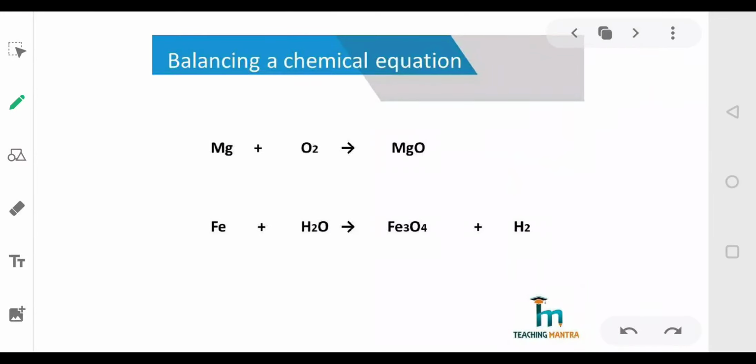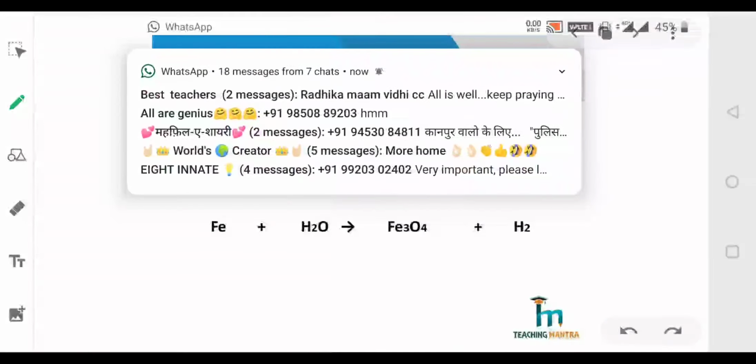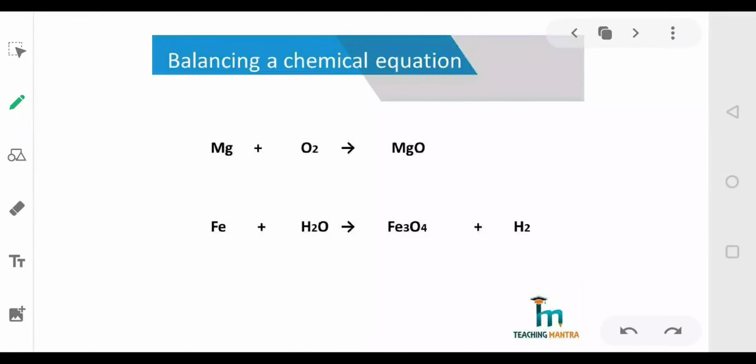The last part of this chapter and this video is balancing a chemical reaction. You all know the law of conservation of mass. That is, mass can neither be created nor destroyed. It can be transferred from one form to another. So we have to balance this chemical reaction. We have magnesium plus oxygen, and that gives magnesium oxide. So on the reactant side we are having Mg plus O2, and on the right hand side we are having MgO. Now let us see, is everything balanced?